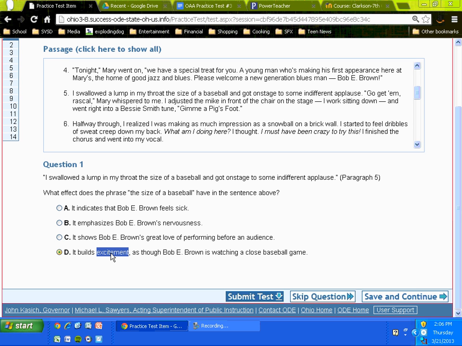Well, go to B if you don't see it in A. I'm sorry? Emphasizes? Actually, let's not look at, check this out. C has shows great love. And instead of picking the verb, Kim picked great love. D has builds excitement. And Cody picked excitement. B has emphasizes what? What's it emphasizing?